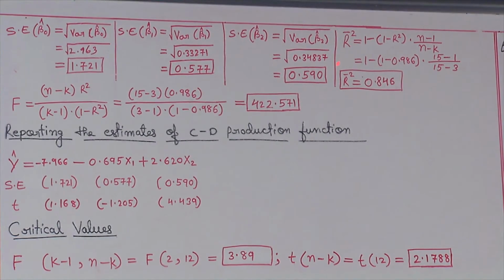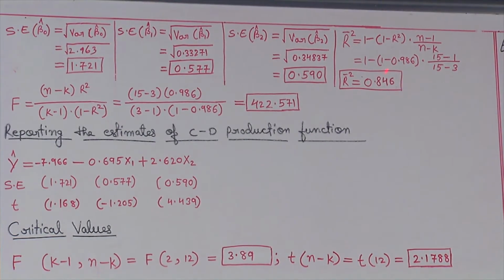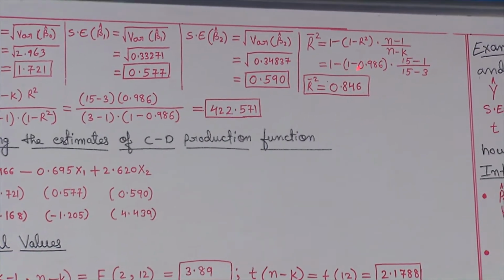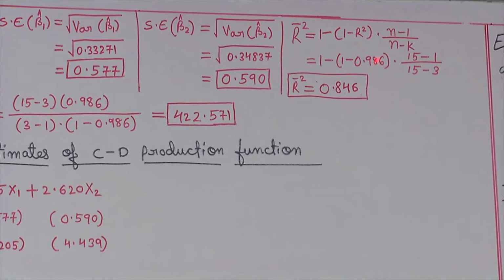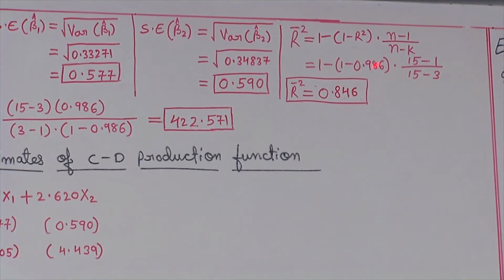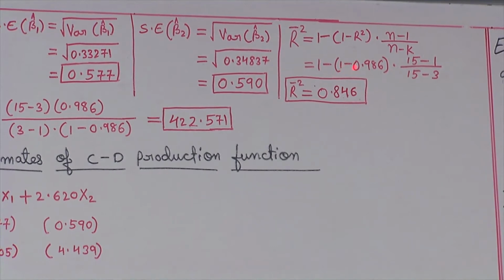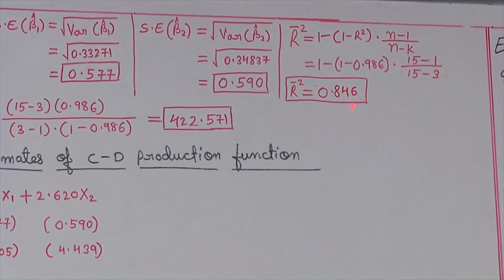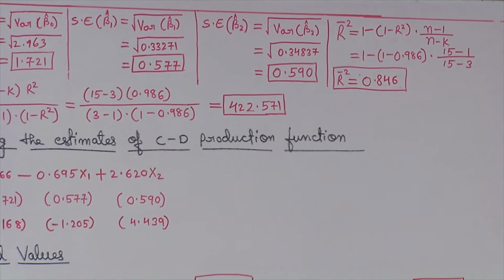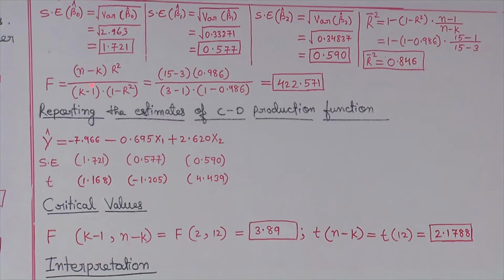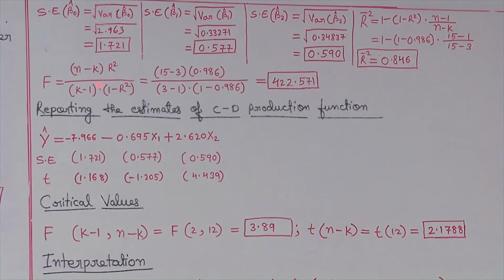The r bar squared can be calculated by using the formula 1 minus r squared into n minus 1 by n minus k. Here r squared is 0.986. After taking the difference between 1 and r squared, we multiply it with n minus 1 by n minus k. By substituting and multiplying, we get r bar squared as 0.846.